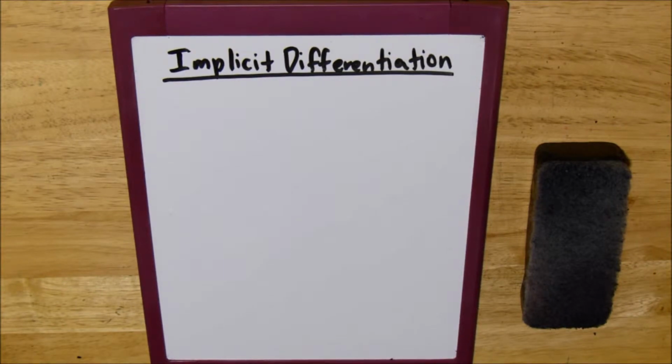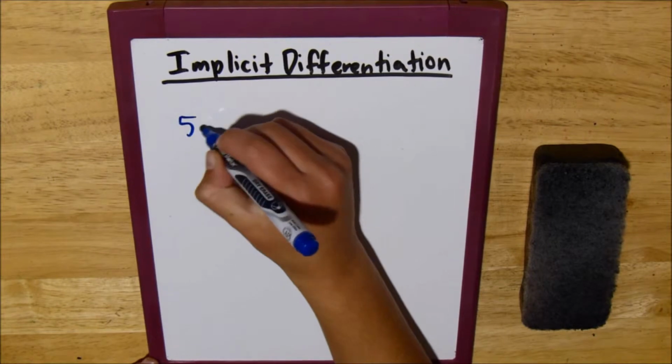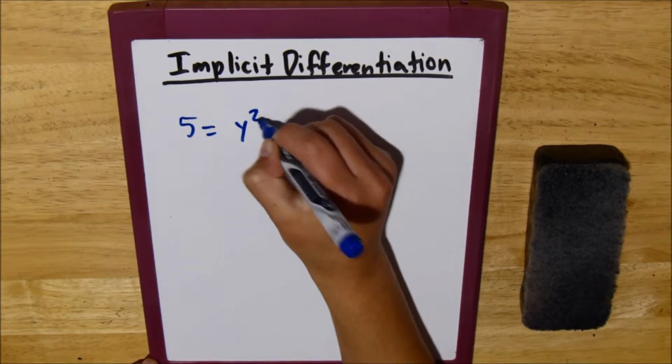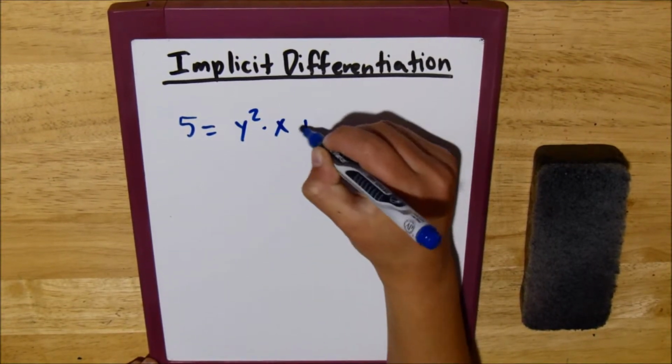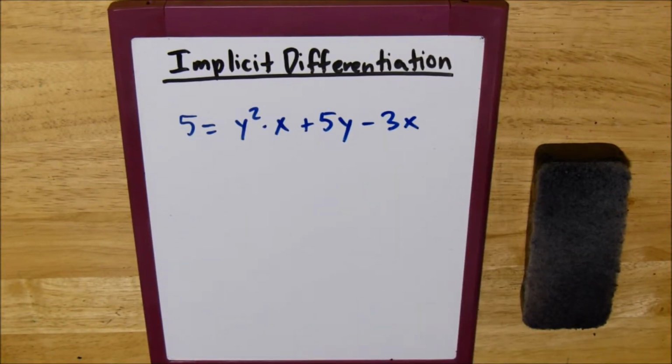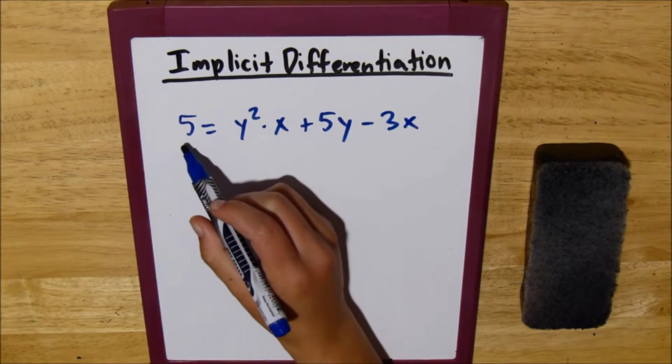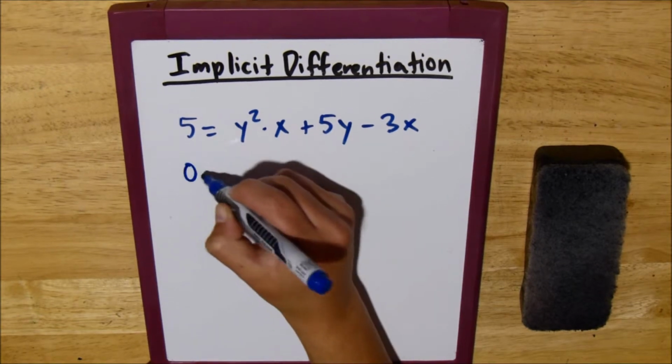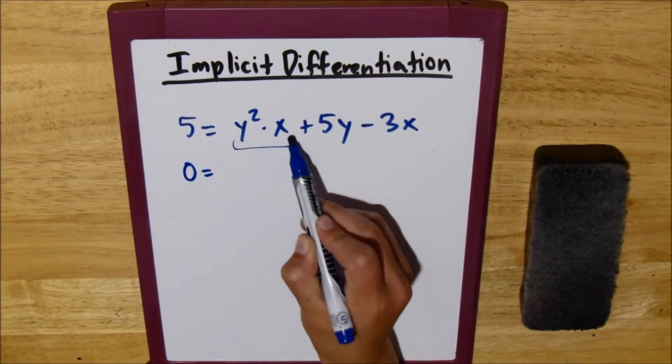Alright, so now let's do an example problem. Let's say we have something like 5 equals y squared times x plus 5y minus 3x. So the first step is to differentiate everything with respect to x. So when we derive a constant, that's just going to be 0. And then here, we're going to have to do the product rule.